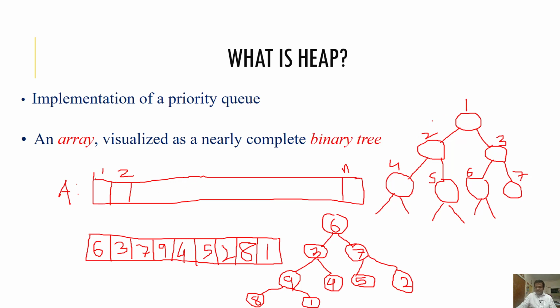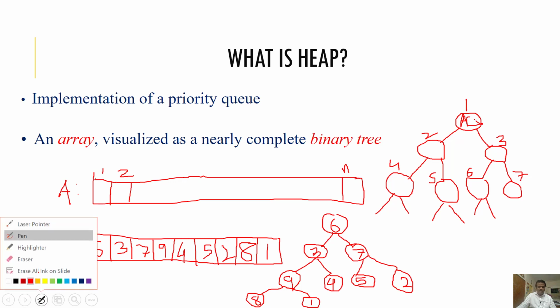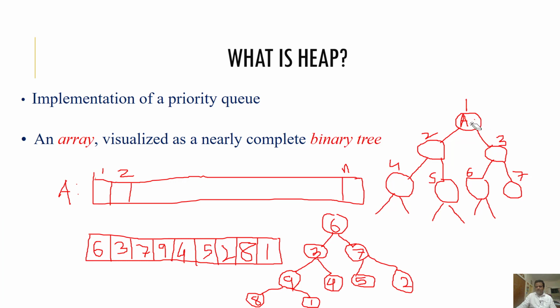So, this is the way we view an array as a binary tree. The root is the first element, A1, whatever value is there. So, that is our A1.